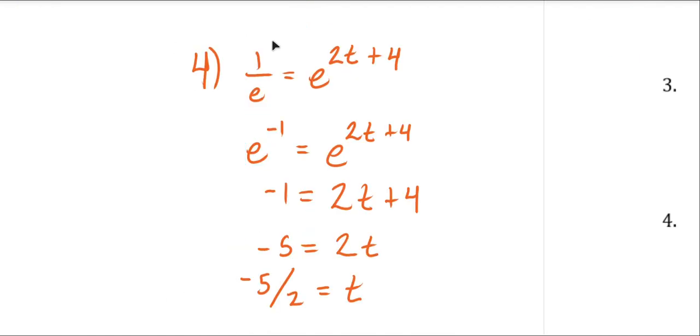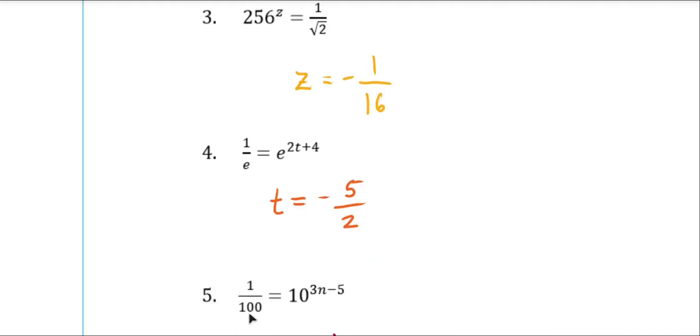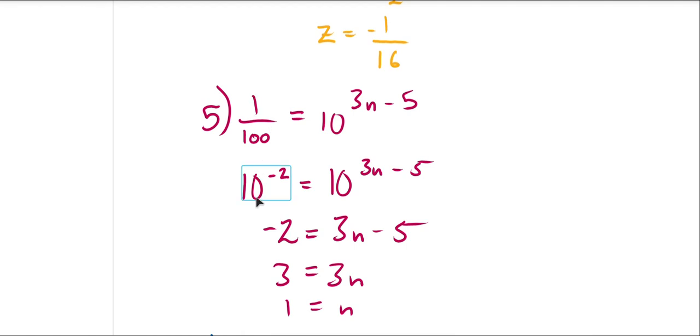Number 4 gives us one involving e. Here we need to see that 1 over e is just e to the minus 1 power, and so once we have a common base, we can set these exponents equal to each other and solve in the linear way. Minus 4 to give me negative 5, and divide by 2 to give me negative 5/2. Number 5 has a very similar vibe, but for powers of 10. I need to see that 1 over 100 is 10 to the negative 2. Then once the bases are equal, we can set the exponents equal and solve the linear equation, adding 5 and dividing by 3 to get 1.